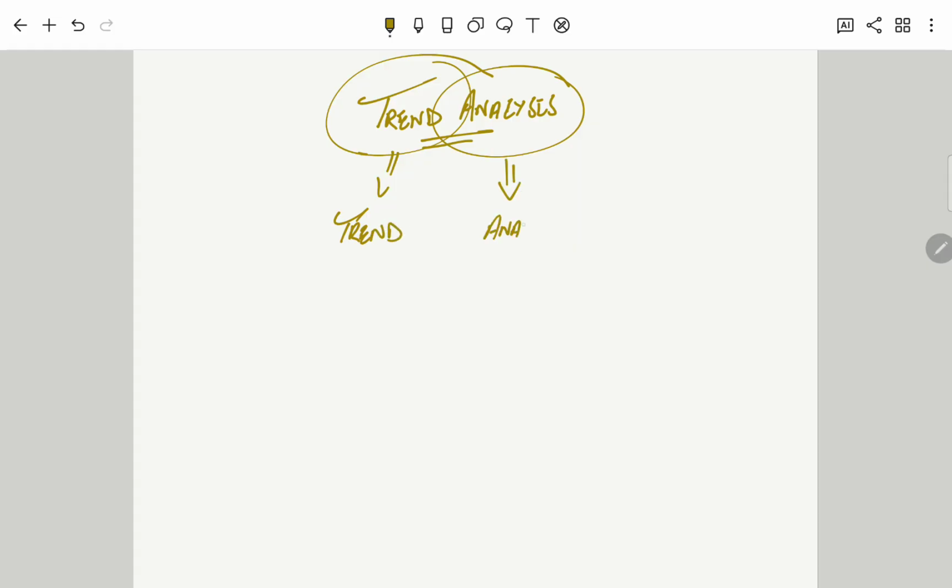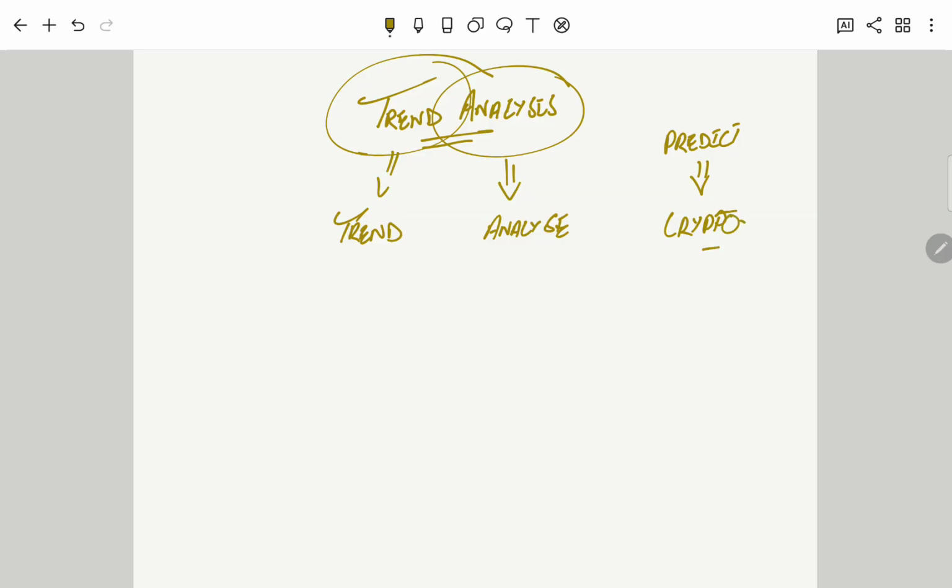Now you should know our macro goal still remains the same, which is to predict the market. I mean, that's why you're here. You want to know how you can predict the market accurately yourself, right? Predict the crypto market, predict Bitcoin very accurately. So what is a trend?